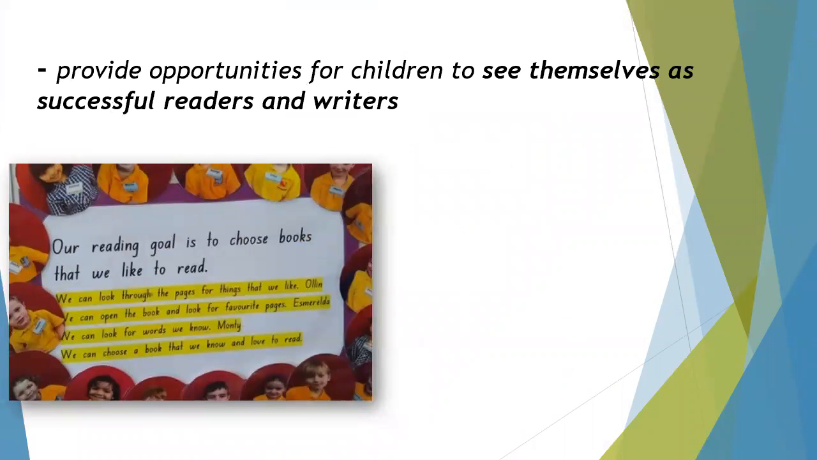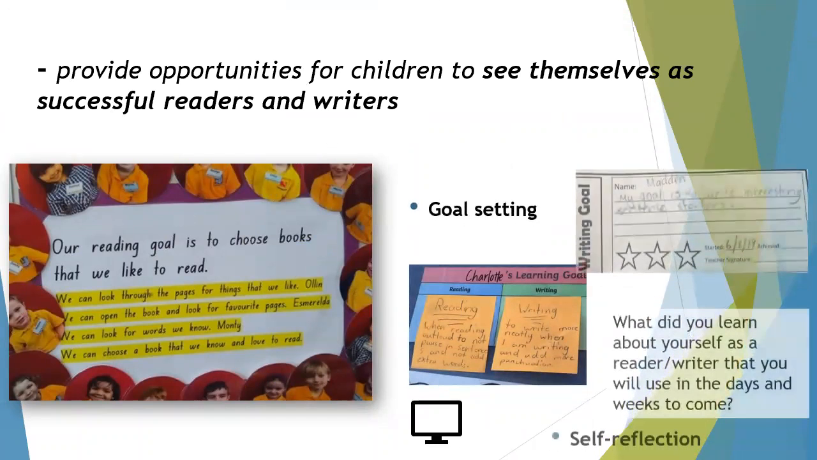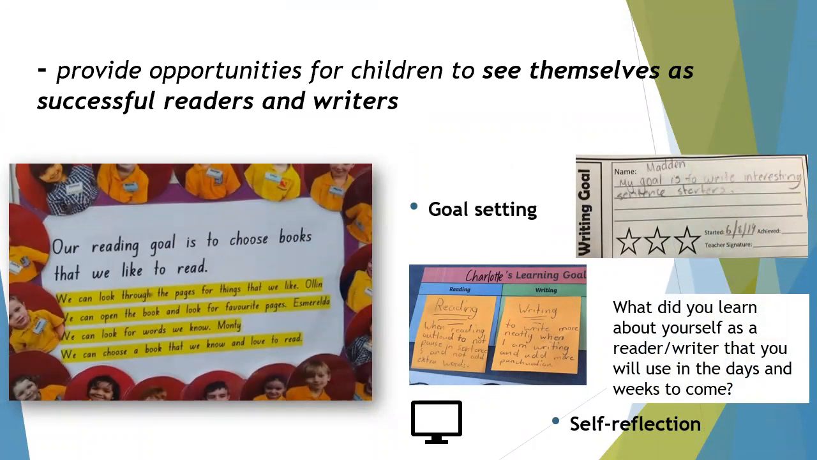Another way, with the same idea of identity as readers and writers, one of the things that's really important for you to consider is goal setting. Do your students know what it is they're trying to get better at every day as they go into reading and writing? Here are some ideas. In kindergarten, our reading goal is to choose books that we like to read. So at the beginning of the year, the children offer what they would like to do. Like, we look through the pages for things that we like. We open the book and we look for favourite pages. We look for the words we know.